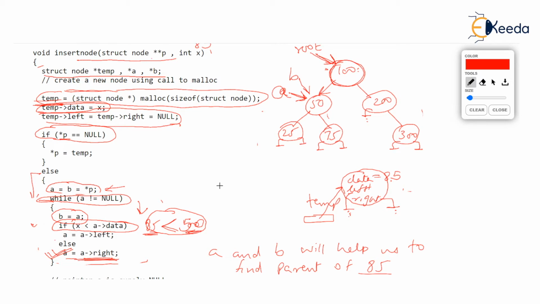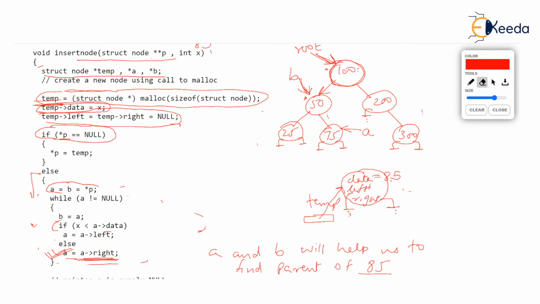So A will discontinue to point to 50. But now A will point to 75. A becomes A arrow right. But observe how B is still pointing to 50. B will always point to parent and A will move to the child. All right. So we have finished the second repetition of while. Now let's go back to while again. Can we repeat?